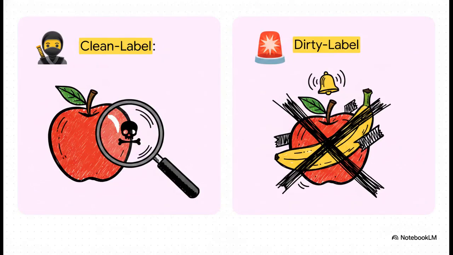So, you might be wondering, how do they actually hide this poison? It all comes down to stealth. In a dirty label attack, an attacker messes with an image and overtly changes its label. Sure, it works, but human reviewers or automated filters can usually spot that kind of mismatch right away. Clean label attacks, though, that is where the danger really multiplies. The attacker makes changes to the data that are practically invisible to us, all while keeping the label mathematically and semantically correct. It completely bypasses human inspection because, to us, everything looks completely fine.